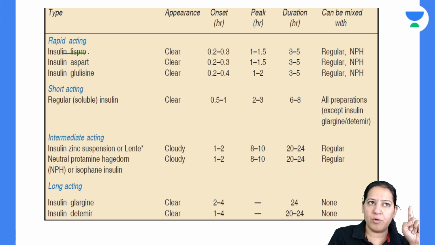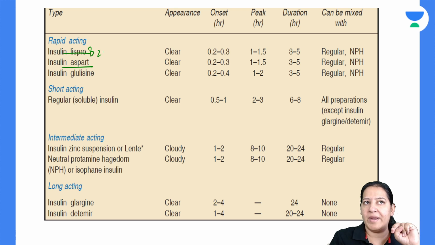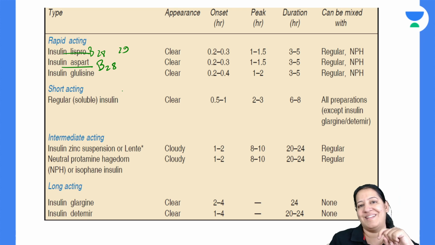So we are done with Lispro. We are done with aspart. In Lispro there are 2 changes. We are reversing positions 28 and 29 of the beta chain. In aspart there is only one change, at position 28 of the beta chain, not 29. Right? In place of proline it is aspartic acid.